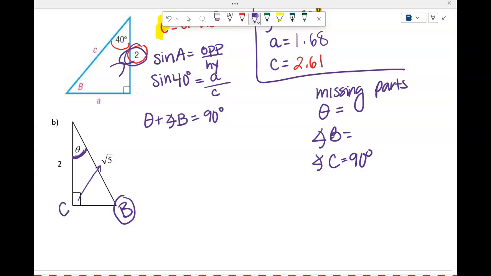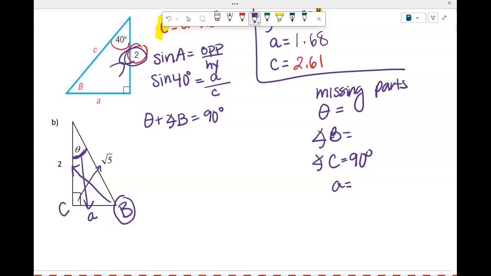We know the hypotenuse is root 5 and the side opposite big angle B is 2. So we know little b is, well, actually no, little b is already found, so I don't need to find little b. I just need to find the side opposite angle theta. So let's call this little a. Little a is unknown. So these are all the missing parts.